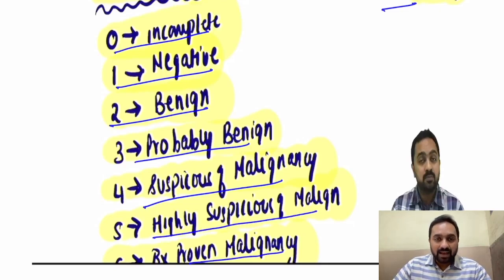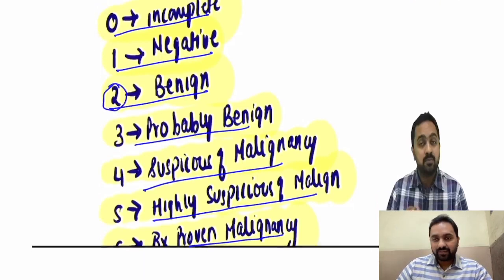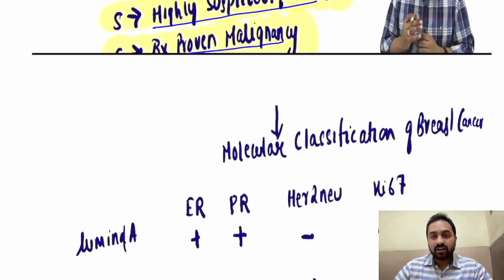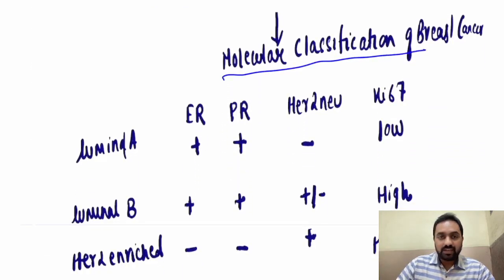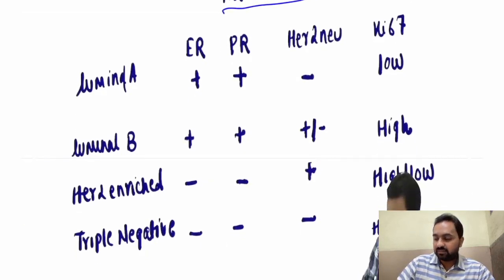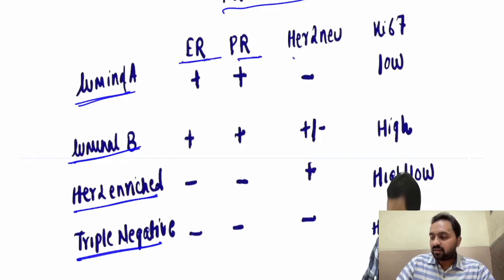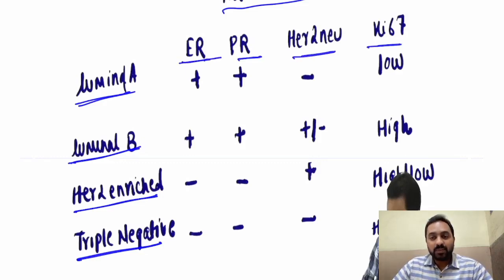Now, one of your recent exams had a direct question regarding what category 2 signifies. And as I discussed prior regarding the molecular classification of breast cancer, we have luminal A, luminal B, HER2 enriched, and triple negative breast cancer, which are done on the basis of ER, PR, HER2/neu, and Ki67 status. So this is an important, very basic topic regarding your triple assessment and a potential point for your MCQs. So do not forget revising this before you appear for your exams.